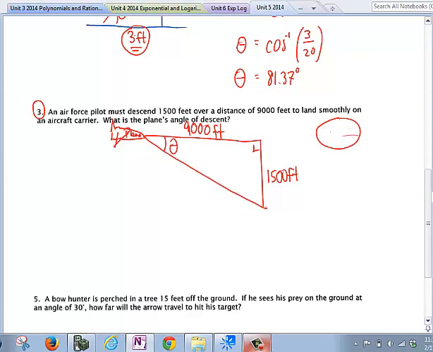Okay, well, we have a plane flying overhead. It has to descend 1,500 feet to an aircraft carrier, and it has to go over a distance of 9,000 feet. So the 9,000 feet is a horizontal distance to the aircraft carrier.